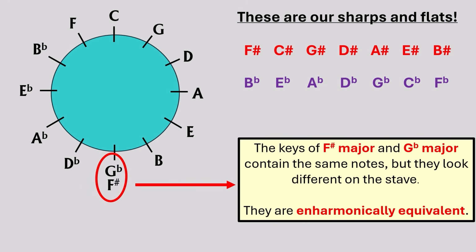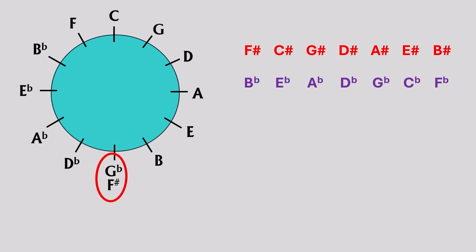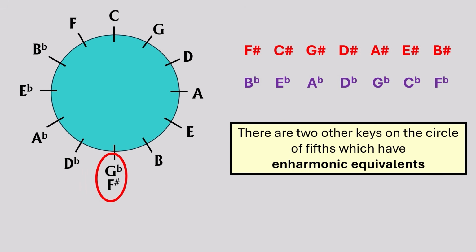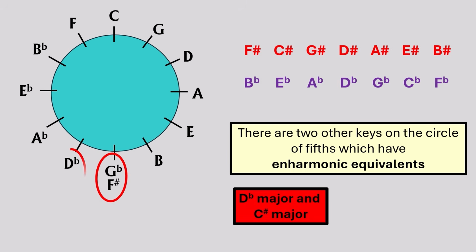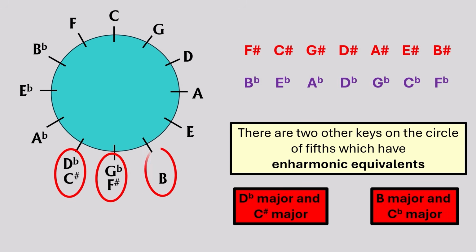The keys of F sharp major and G flat major contain the same notes, but they look different on the stave. They are enharmonically equivalent. There are two other keys on the circle of fifths which have enharmonic equivalents: D flat major and C sharp major, and B major and C flat major.